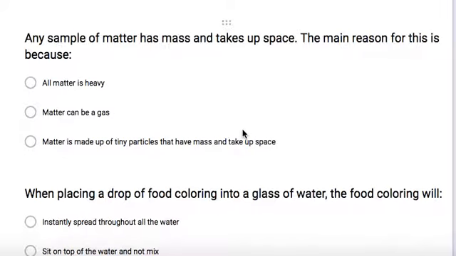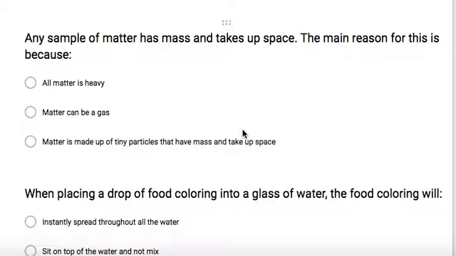Okay, this is your matter test. I'm going to read through the questions. At any time, you can pause the video, answer your questions, rewind it, listen to the choices again, whatever you need in order to be successful on this test. Please take your time. Make sure you're choosing the best answer.